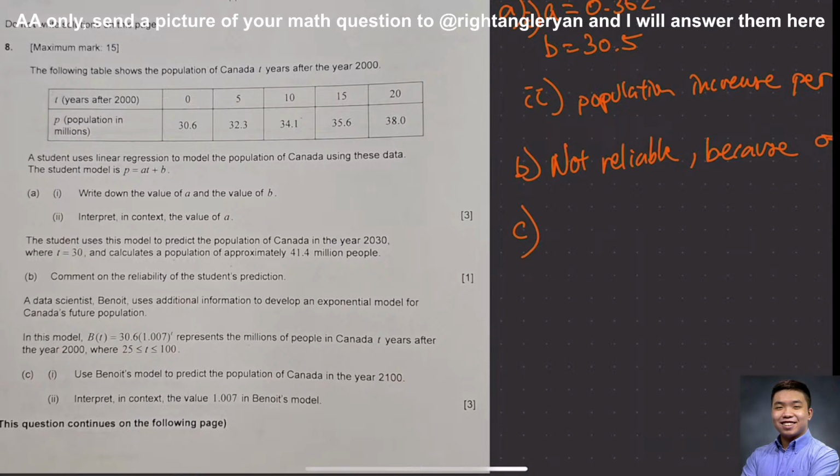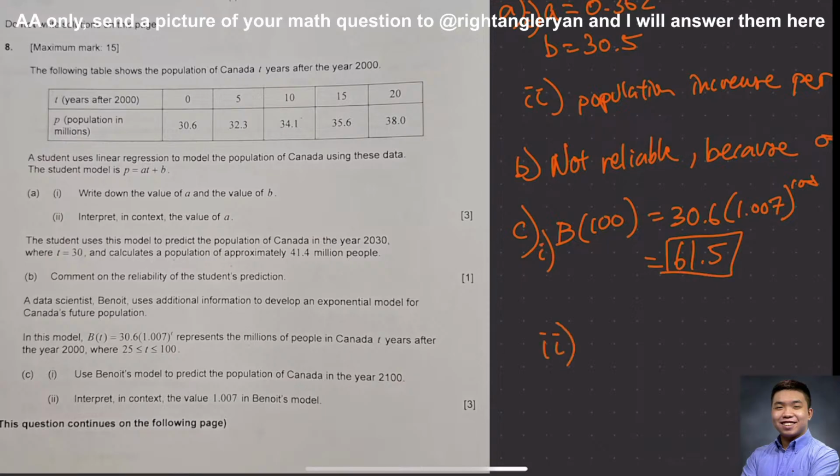2100 will be 100 years after 2000, right? So B 100 will be equal to 30.6 times 1.007 to the power of 100. Result is 30.6 times 1.007 to the 100. So we get 61.47, so 61.5. Okay.